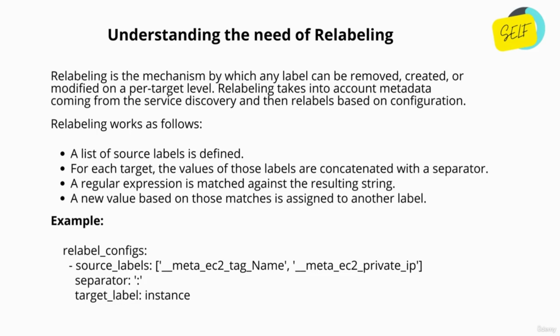You can relabel your instance label to have the value of the public IP of the instance instead of the private IP, or you can also pass the host name so that you can easily identify the server in Prometheus, or you can use any other label that is coming as part of the metadata. In the next lecture we will see this in action, how it works, and then we will take a step forward to understand Prometheus in depth.